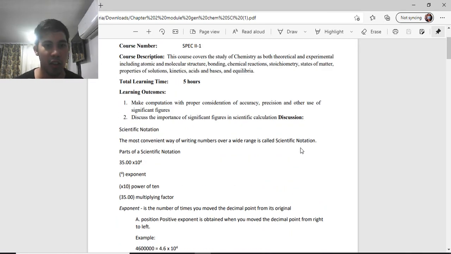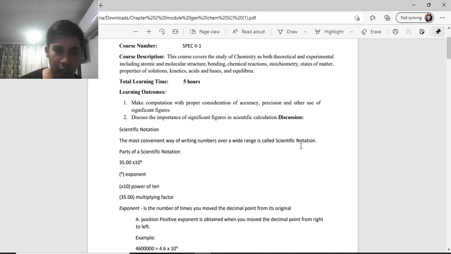Scientific notation is the most convenient way of writing numbers over a wide range. A wide range means very large values or very small values with many digits. It shortens them. It is what you call scientific notation.